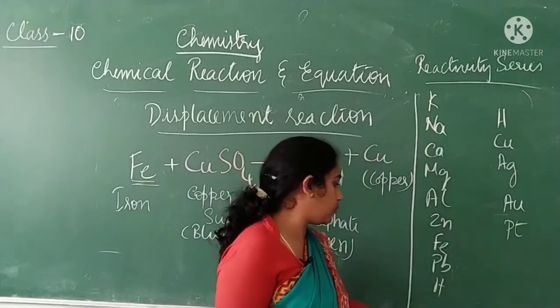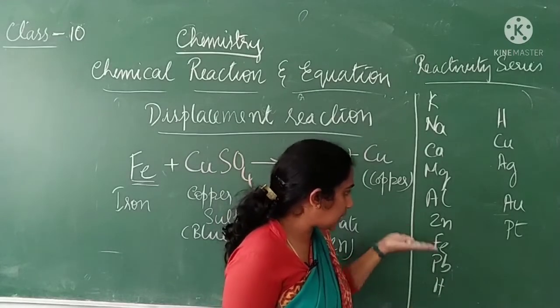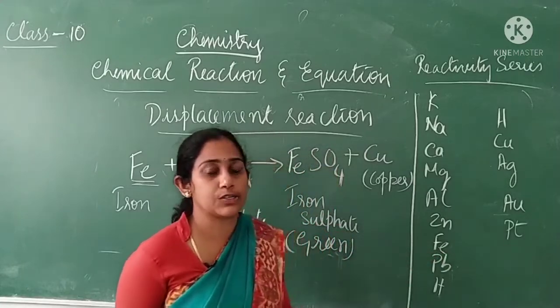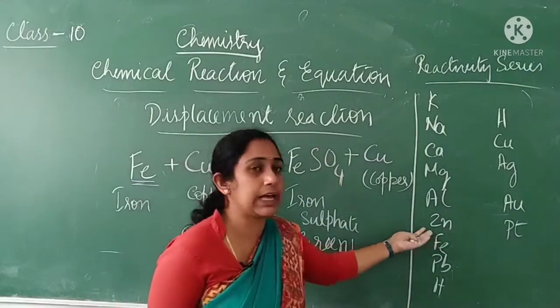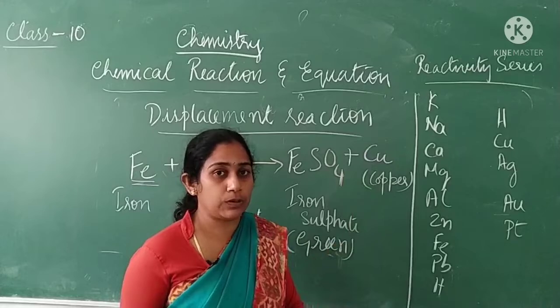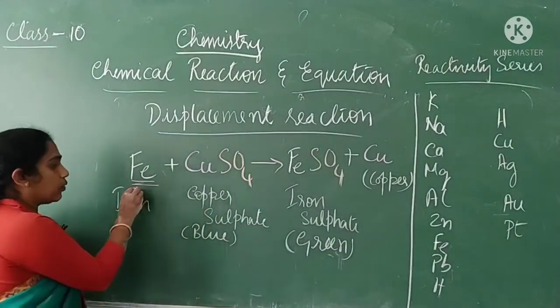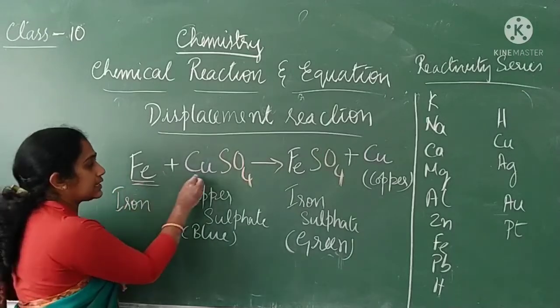So if you write it below, what comes first? Iron comes first, and then comes the copper. Copper is located below iron. So which is more reactive? It is obviously iron is more reactive than copper. Copper is less reactive. So here iron being more reactive, it can displace a least reactive metal.